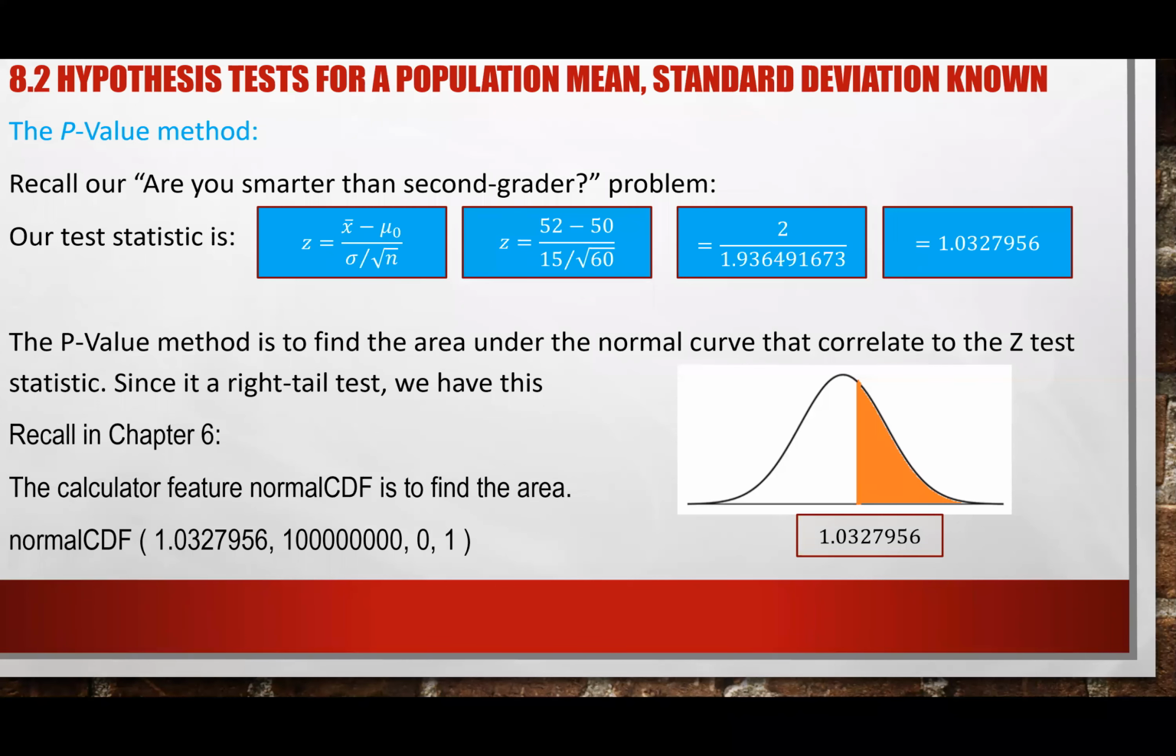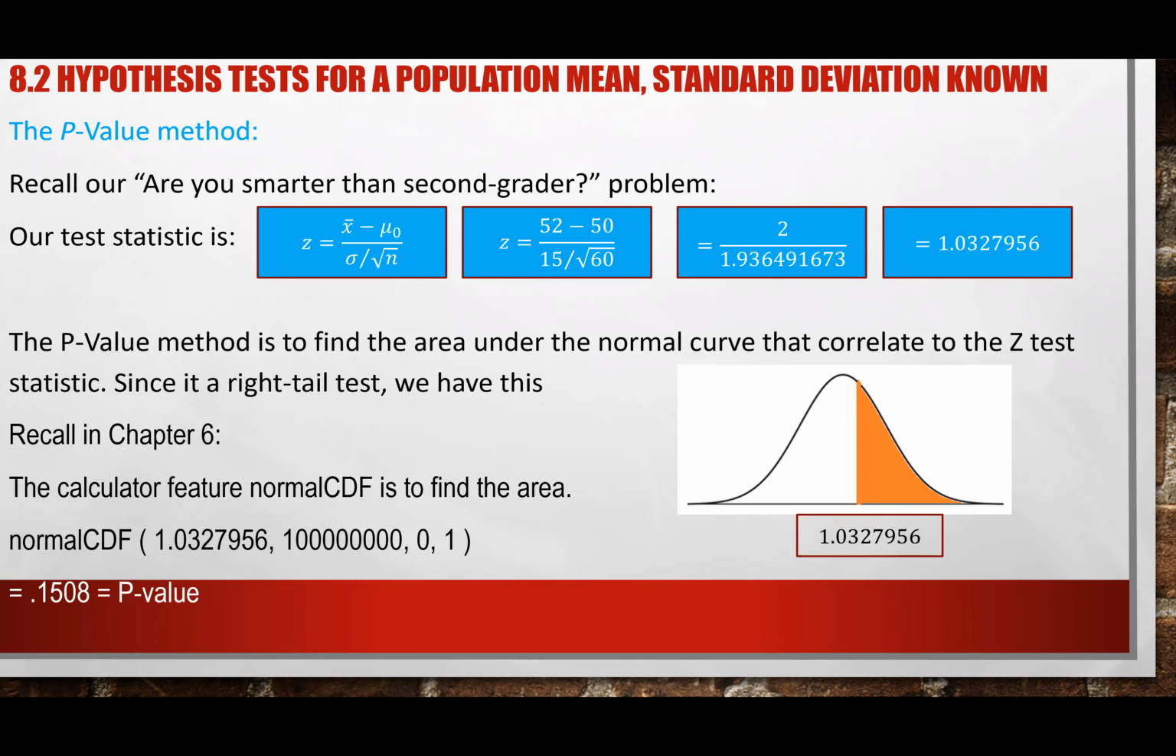Looking at this, if you remember your normal CDF, my lower limit is 1.03. My upper limit will be some humongous number. My mean is 0. My standard deviation is 1. If I plug it in, you will see that it's 0.1508, which is your p-value, ladies and gentlemen.